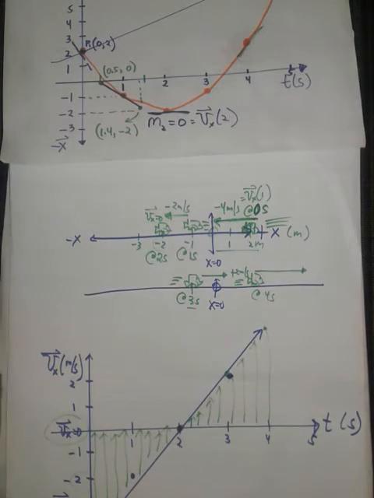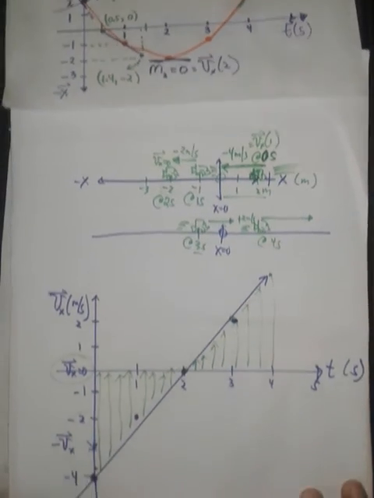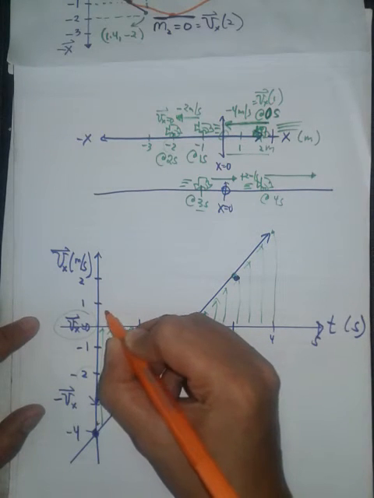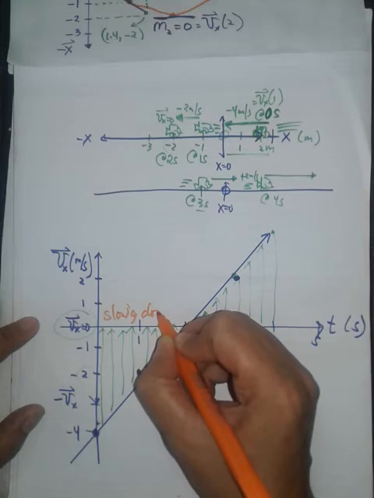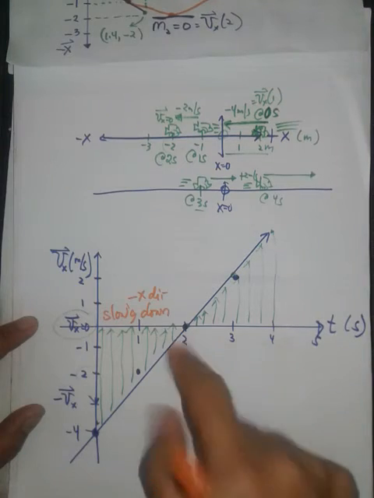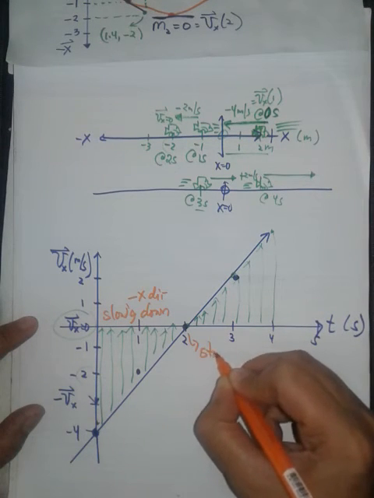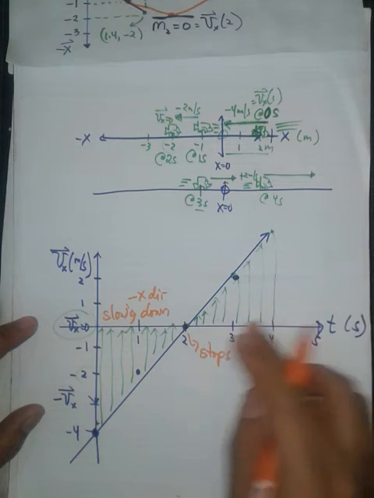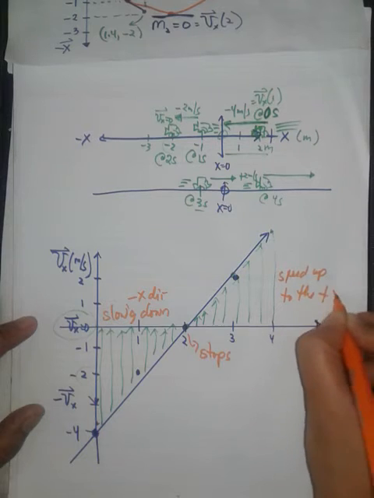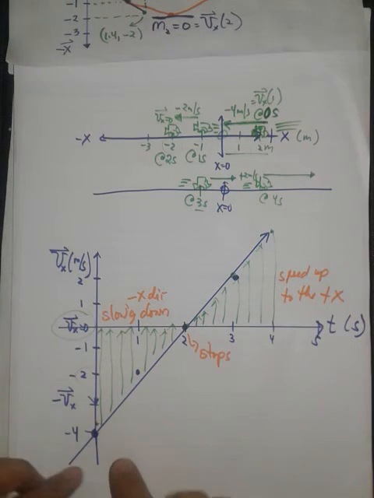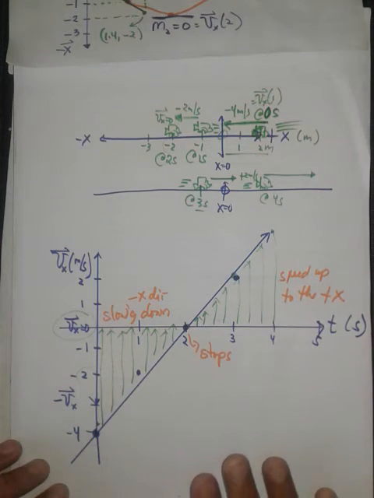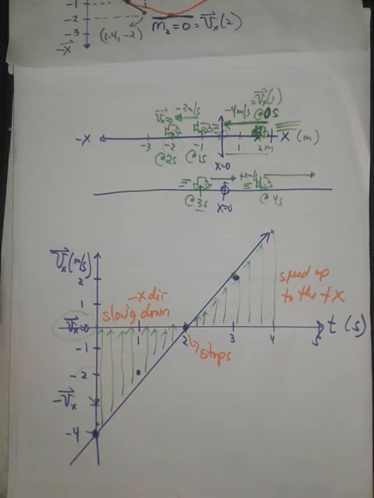And then, nag-speed up siya ngayon papuntang right. Ayan, papuntang right siya. So, meaning, yung particle natin from 0 to 2, this is slowing down, pero negative x direction. Nag-stop siya dito sa 2 stops. And then pag 2 to 4, nag-speed up siya to the right. To the positive x. Pero, ang pagbabago sa velocity niya bawat segundo is constant. Kaano ka constant? It's 2 meters positive.